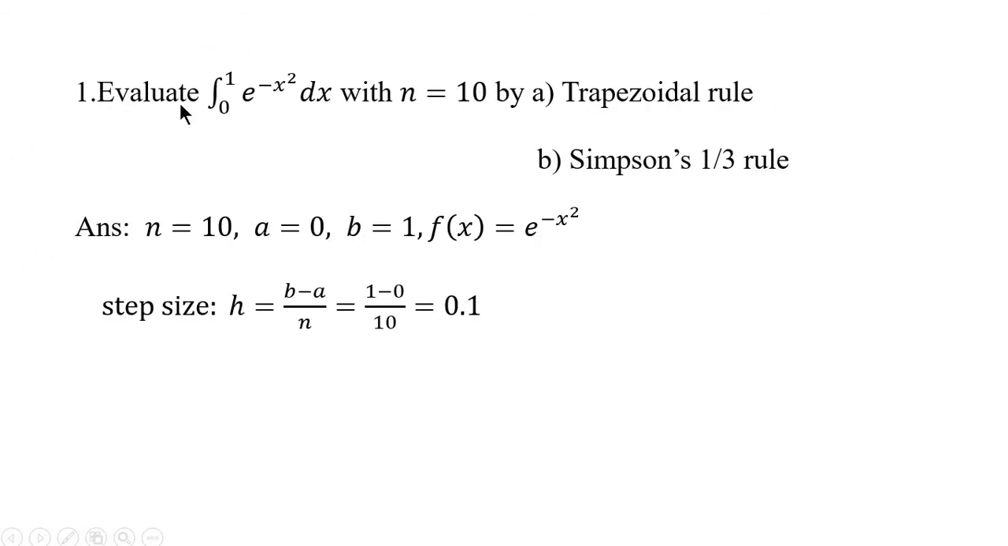Problem 1. Evaluate integral 0 to 1 e raised to minus x square dx with n equal to 10 using both the methods. First, let us write the given data. Here n is equal to 10, which is an even number. Therefore, we can apply Simpson's one-third rule. a is the lower limit 0, b is the upper limit 1, f of x is the integrand e raised to minus x square. Let us calculate the step size, b minus a by n, which is 0.1.